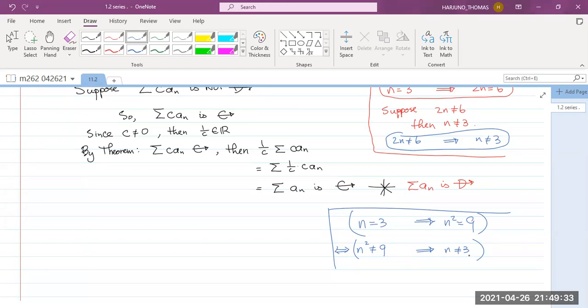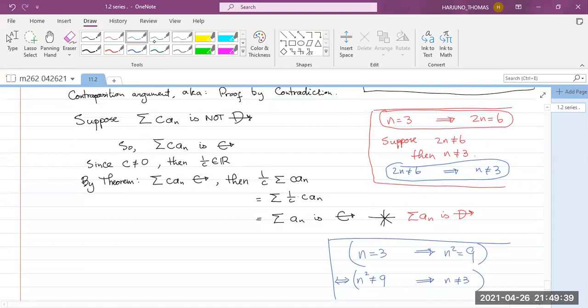Notice that this is not if and only if. This is not if and only if. The following, the one up here, it is still if and only if. If n equals 3, then 2n equals 6. If 2n equals 6, then n equals 3.